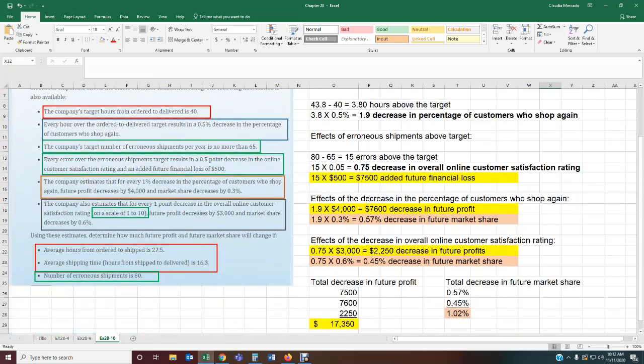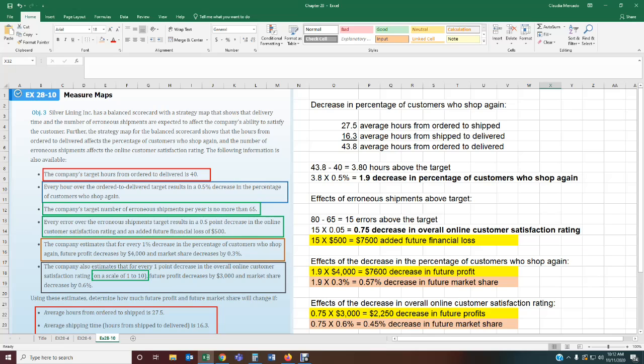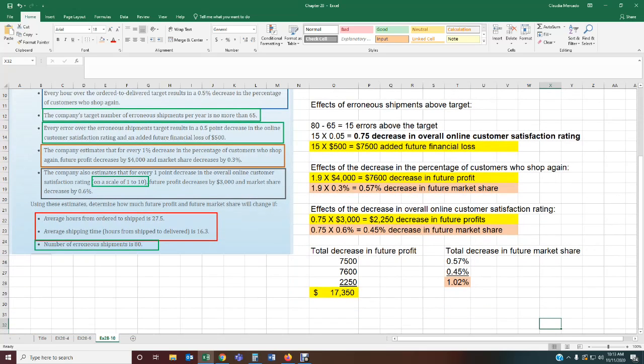Okay, so like I said before, there's a lot of information included. We just need to make sure that we understand what the information is telling us, what is being affected. You know, is it going to be a financial loss? Is it going to be an impact to my market share? Because we do need to break those down separately so we can calculate the two components that they're asking us, which is the future profit and future market share impact based on these estimates that they provided for us down here.